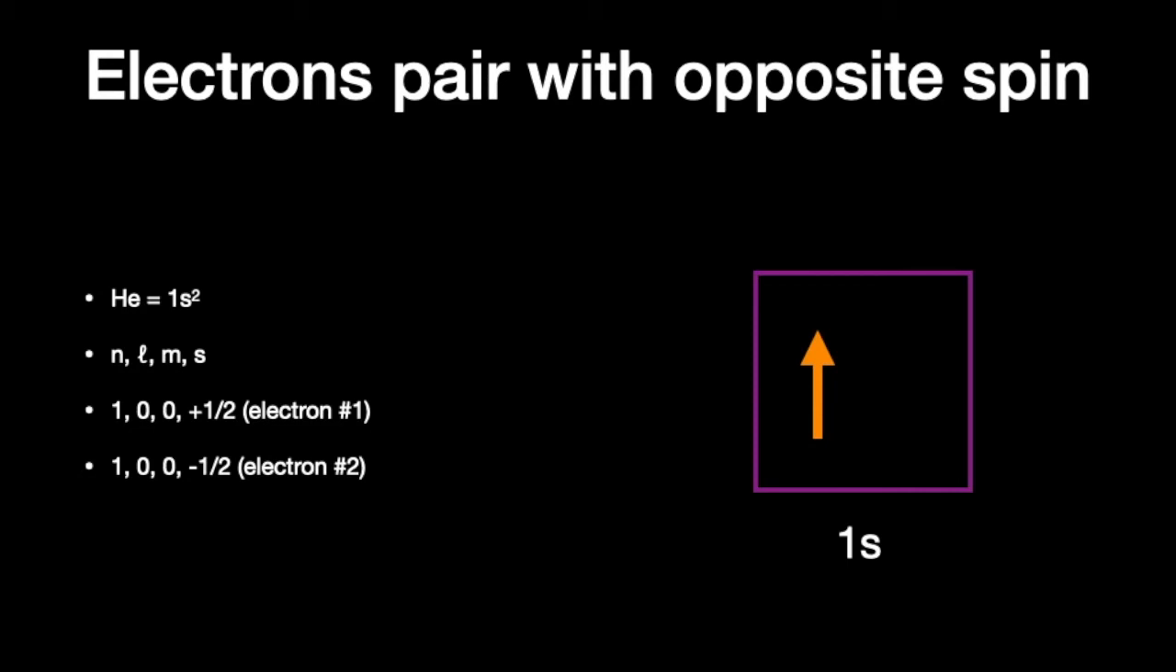So here we are. We have a 1s orbital. We just draw it as a box here. We know it's spherically shaped. An arrow pointing up is spin plus 1/2. An arrow pointing down is spin minus 1/2. And this right here, in a nutshell, is an orbital diagram.